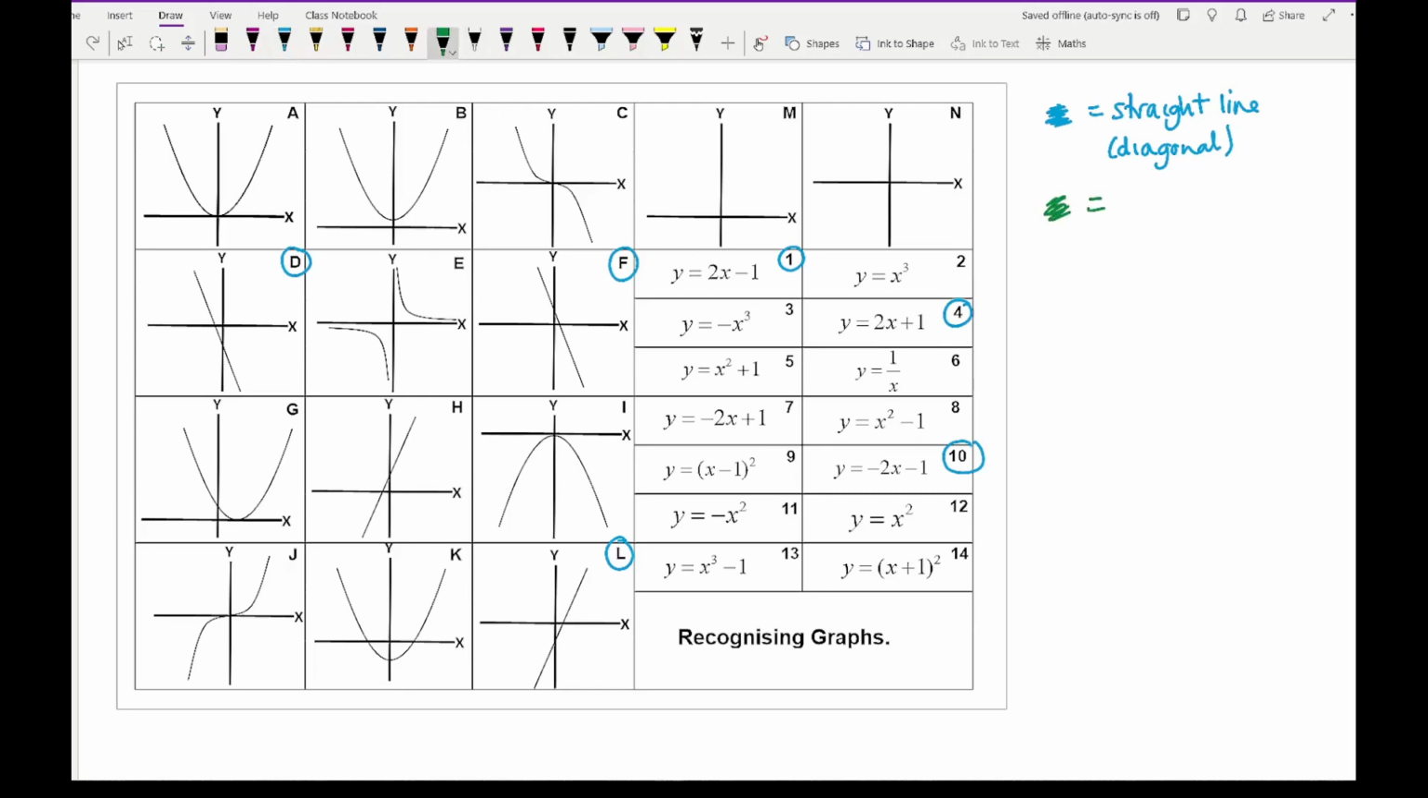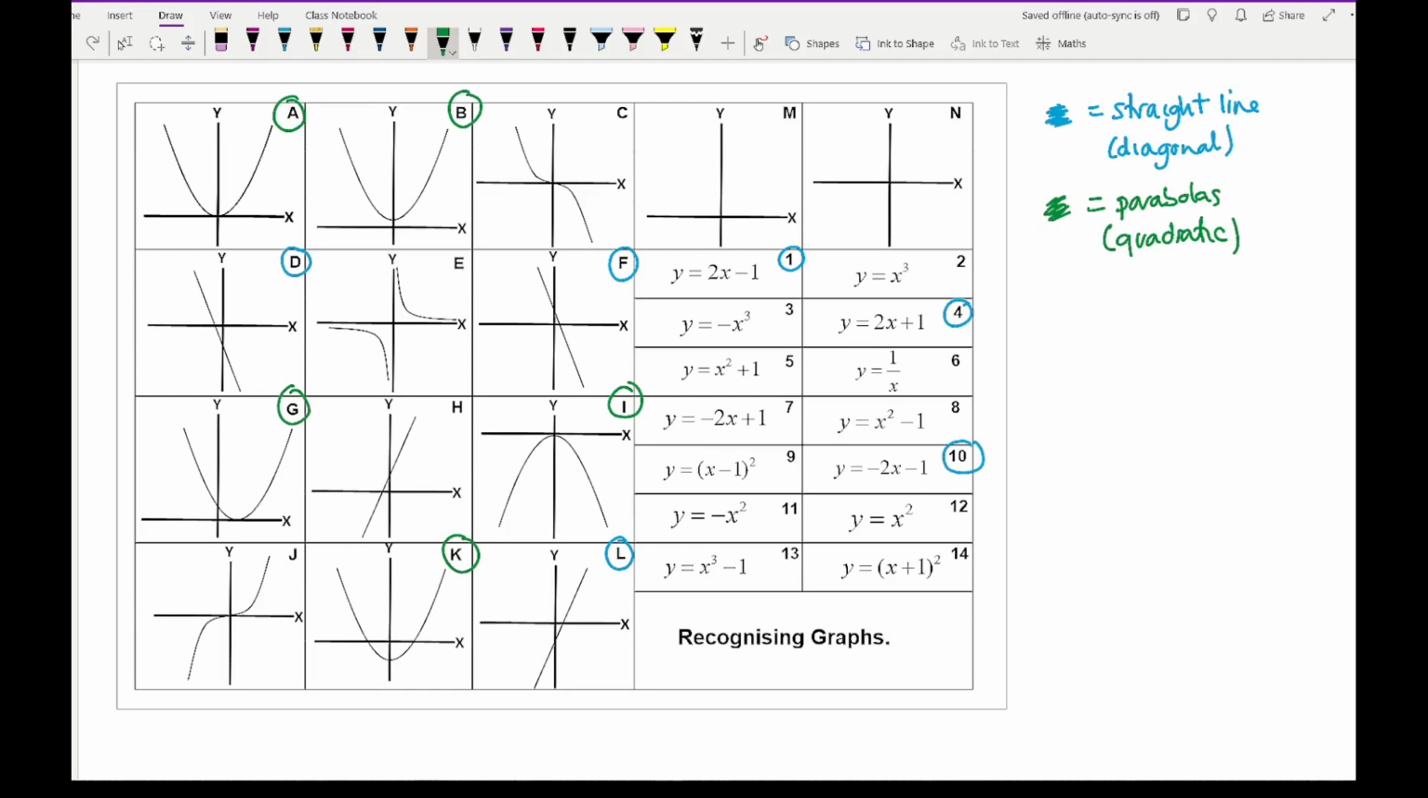So here we're looking at parabolas, in other words quadratic graphs, where the highest power of x is its square. Looking at the shape, we're looking for U shapes and N shapes. So I've got A, B, I, G, and K. So I've got quite a lot of quadratic graphs there.